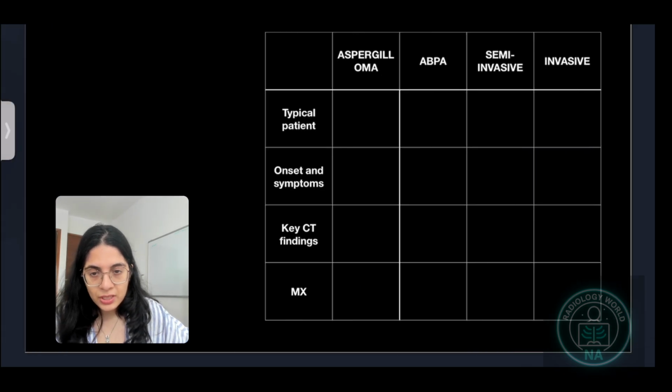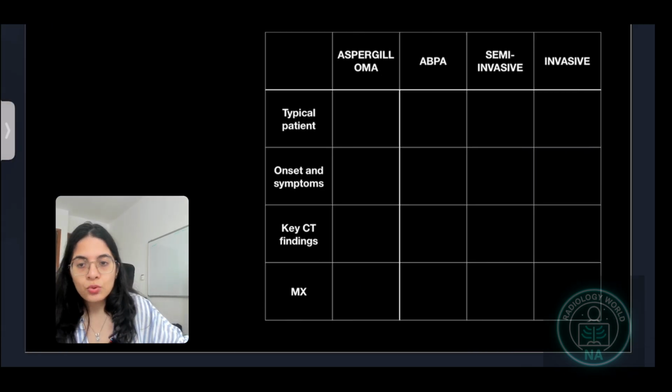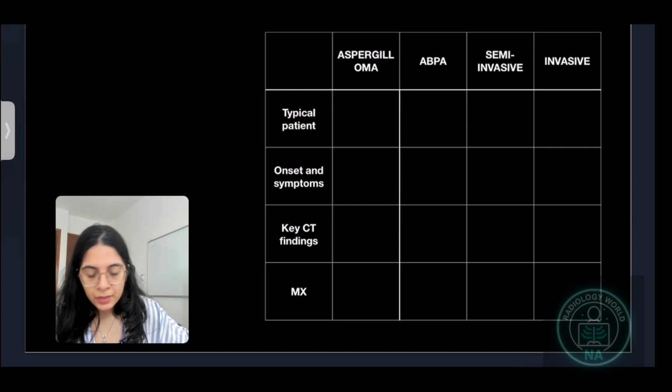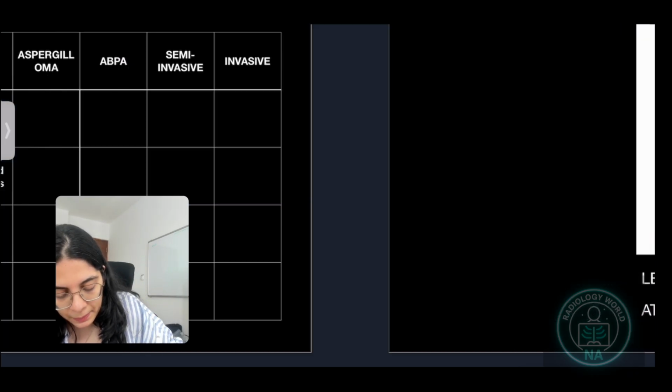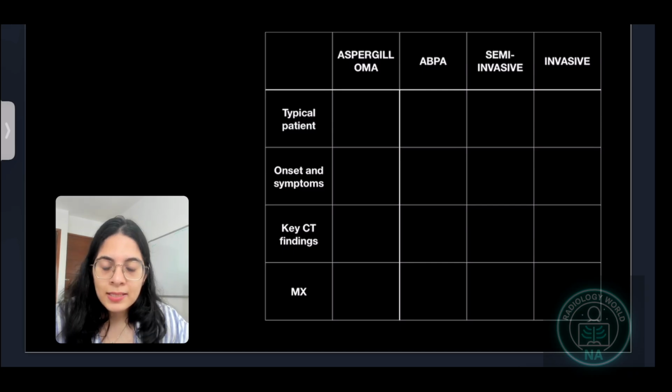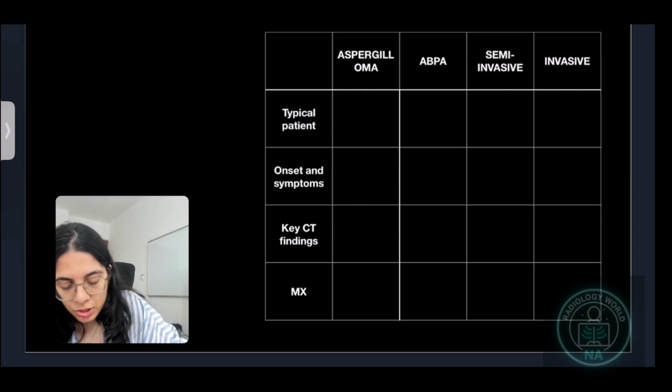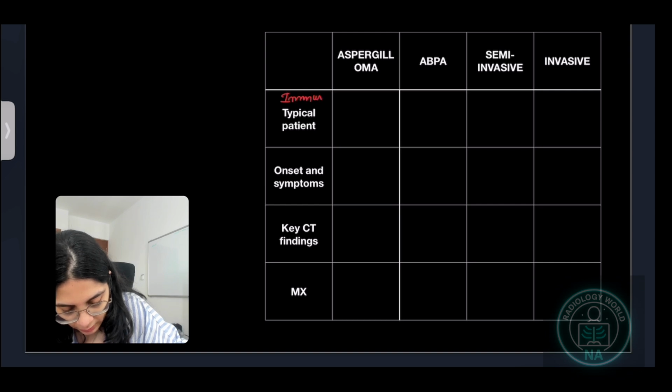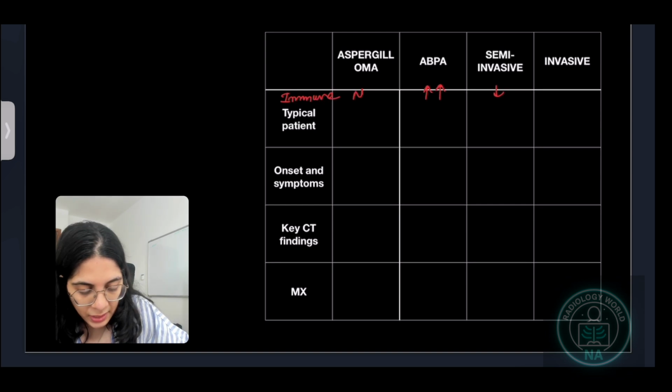Okay, so if you look at this particular table, I am just going to condense everything for you over here. So this is our last slide, and we are going to condense the entire aspergillosis into this table. So for aspergilloma, the typical patient, first I'll just tell you the immune status. Here the immune status is normal. Here it is elevated, here it is decreased, whereas in invasive it is very, very decreased immune status.